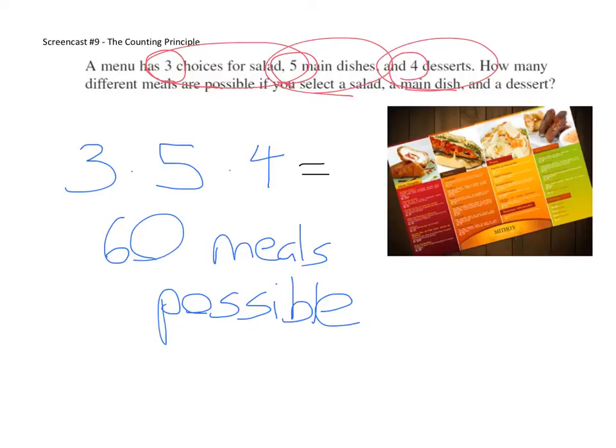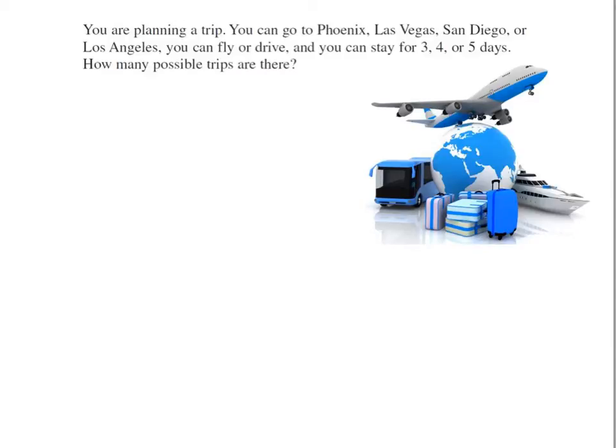Let's keep going. Now I'm planning a trip, and I can go to Phoenix, Las Vegas, San Diego, or Los Angeles. Tough choice. Do I go to Phoenix, Las Vegas, San Diego, or LA? Yeah, I agree. Vegas, let's go there. Anyways, you can fly or you can drive. From Chicago? Ooh, I don't know. And you can stay for 3, 4, or 5 days. How many possible trips are there?